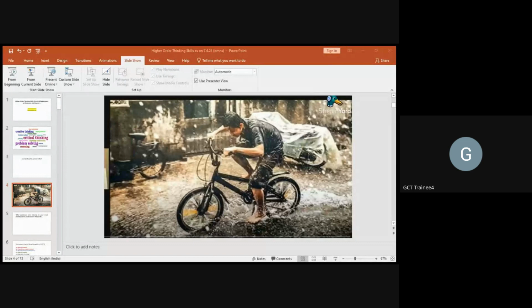Check this out. Are you moving your presentation? Only the cycle view is visible to us. Sir, I'm moving my presentation.